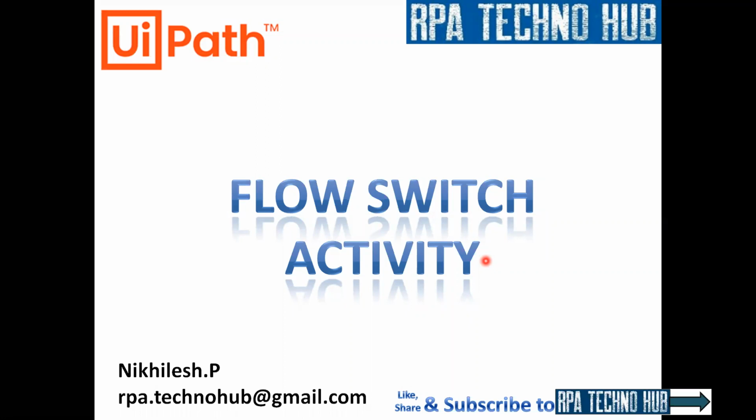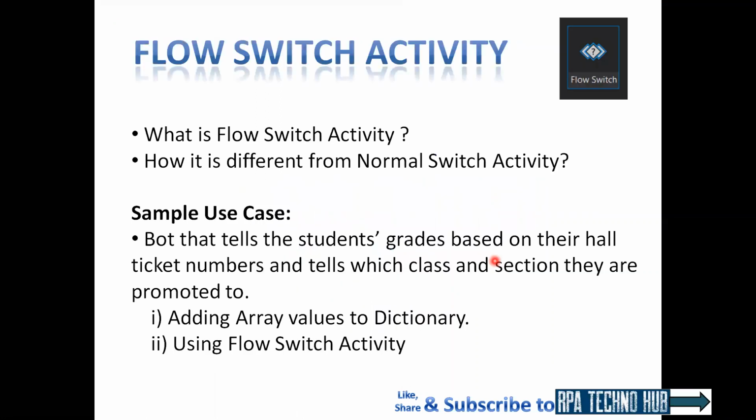In today's session, we're going to learn about flow switch activity in UiPath. At first, we'll see what flow switch activity is, how it is different from normal switch activity, and then a sample use case to get hands-on over flow switch activity. And the use case is about a bot that tells the students' grades based on their hall ticket numbers and tells which class and section they're getting promoted to. Wherein we will get to learn adding array values to a dictionary dynamically and using flow switch activity.